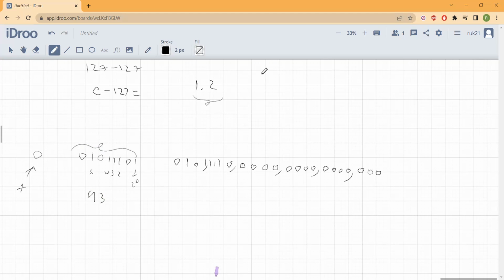And so if we get 93, what's going to happen is we're going to find out our exponent by doing 93 minus 127. So 93 minus 127 is going to equal negative 34. So now we know that this is negative 34.